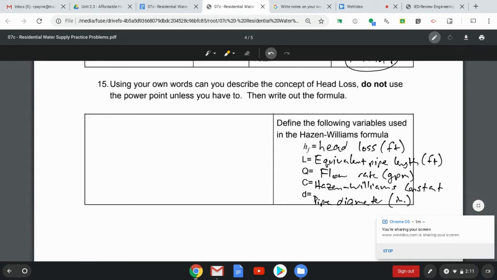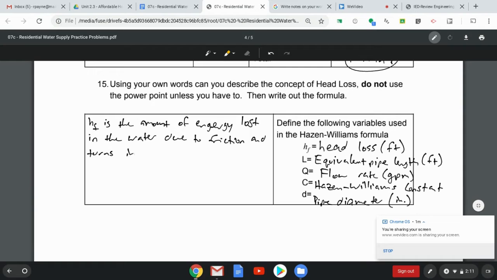All right. So the concept of head loss, H sub F, is the amount of energy lost in the water due to friction and turns in the pipe from the source to the destination.